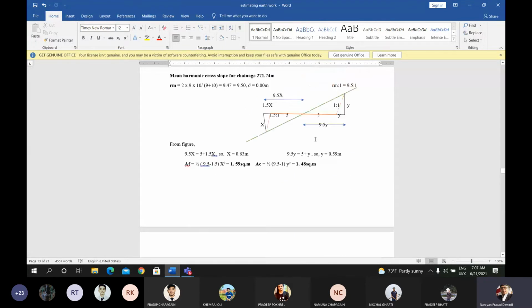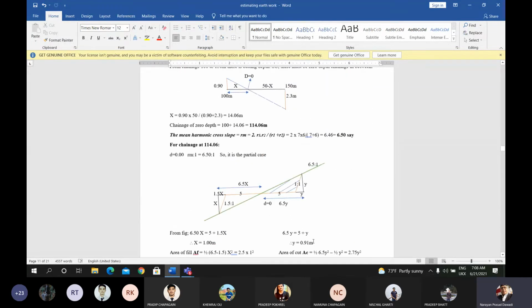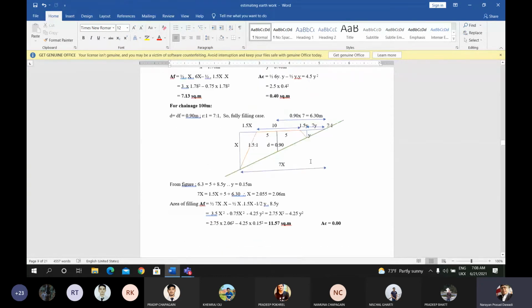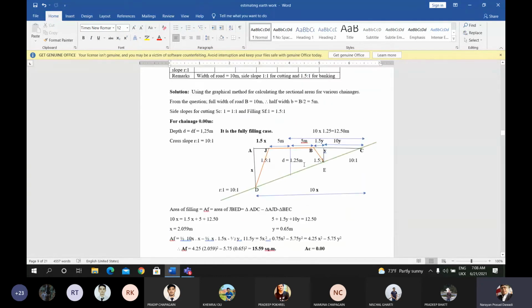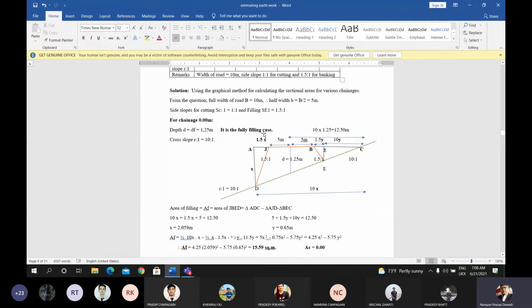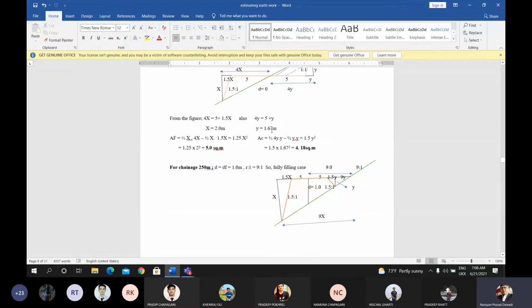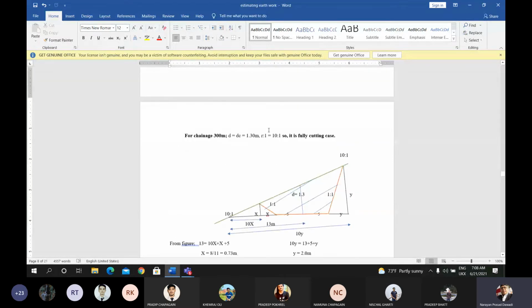Now we have calculated all the areas of the respective sections, whether they are of zero depth, whether they are of the changing section, as well as other given sections, according to whether the section is in filling, or in fully case, or in partial case. So according to that we draw the figure, and using the figure we calculated the area of each section. Okay, now to find the volume quantity of earthwork, make the table like this.